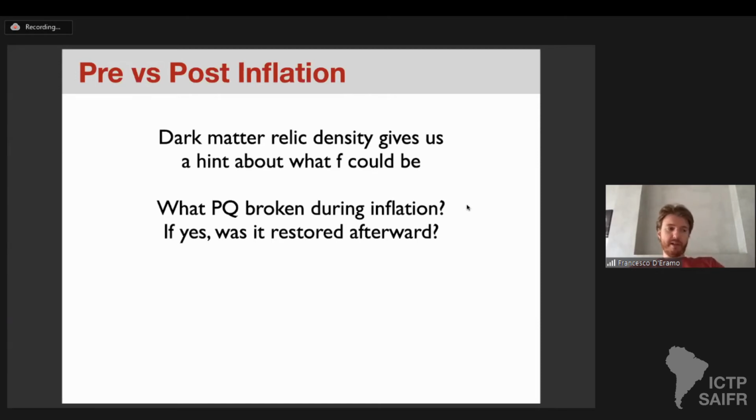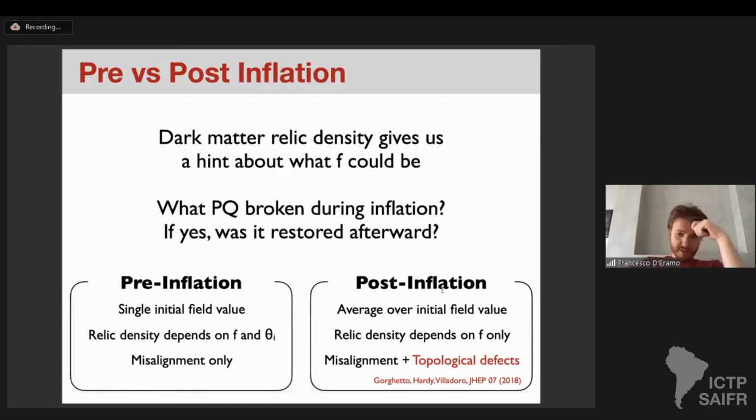Eventually, the inflaton field decays, and you do what we call reheating. You create the thermal bath, the bath that I've been talking about until 2 lectures ago. And so the question is, during this inflationary phase, was the Peccei-Quinn symmetry broken or not? And if yes, was it restored afterwards? Afterwards, I mean during the reheating process. So the answer to this question will define two different scenarios for axion cosmology, which I call pre-inflation and post-inflation.